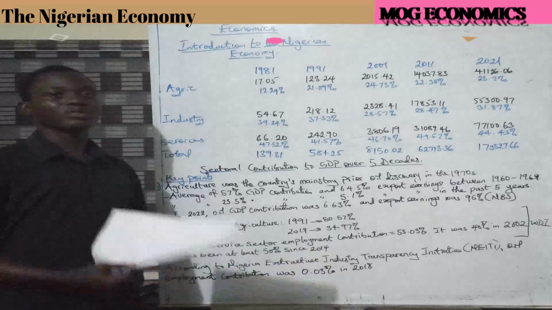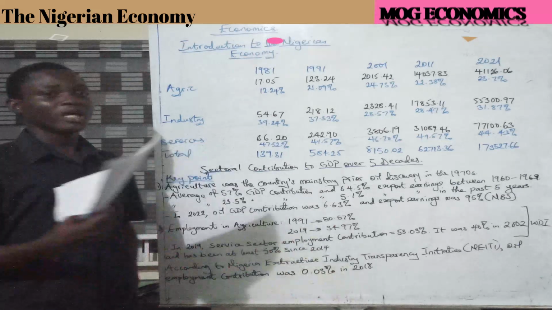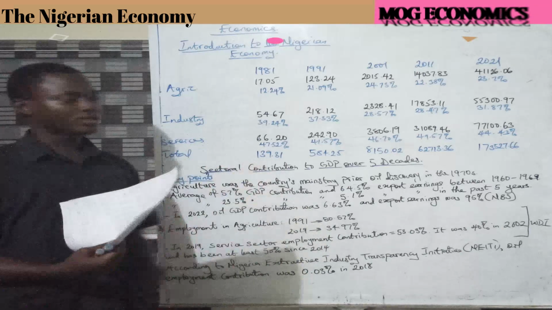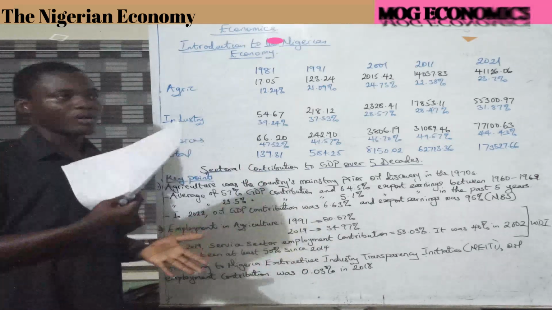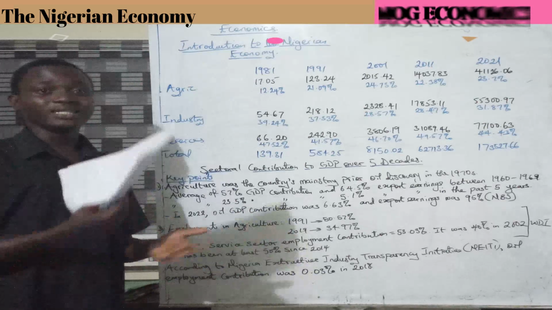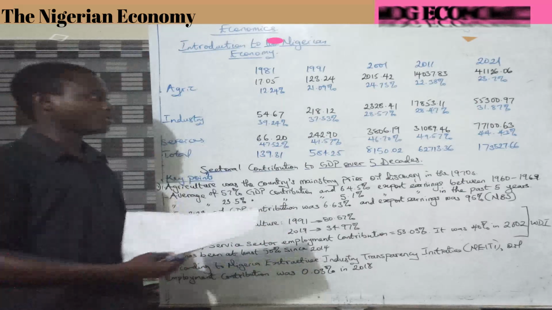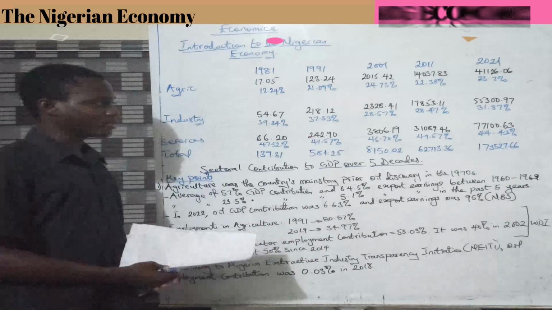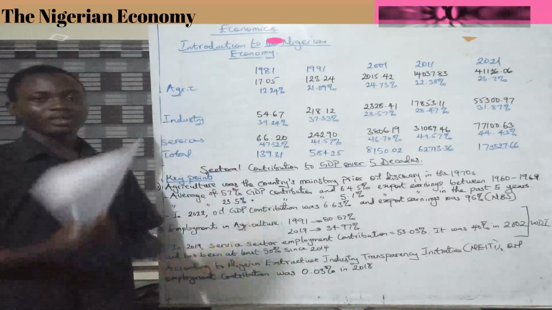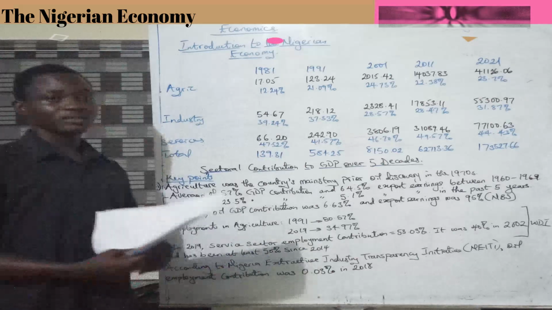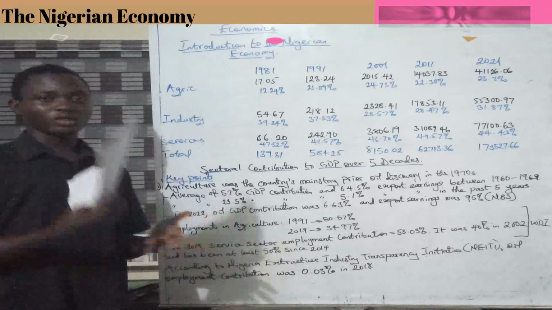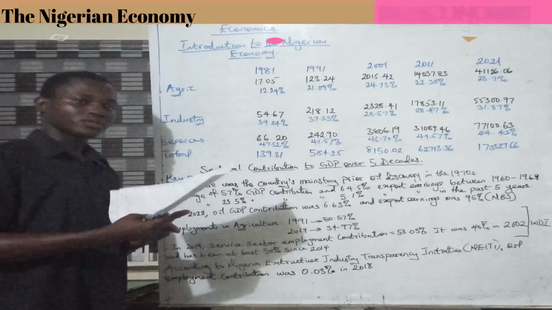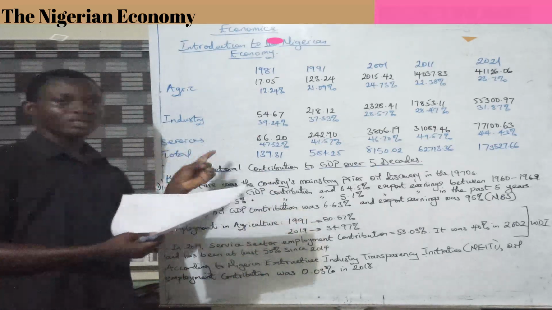So agriculture's contribution to the country's GDP fell over this period. The agricultural sector contributed the least to the country's GDP, followed by industry, then services contributed the highest. All right, so those are the things that you talk about when you're analyzing data. You look at them individually: highest, lowest, average.